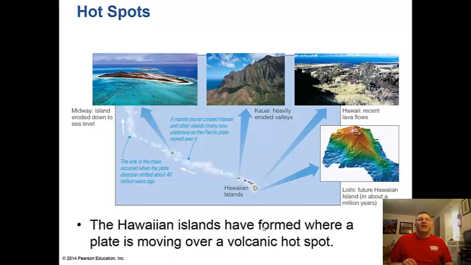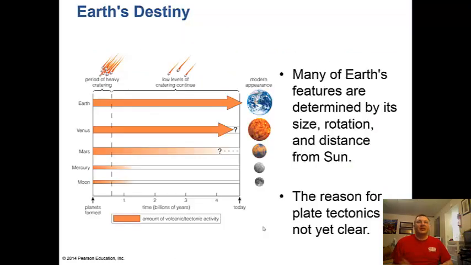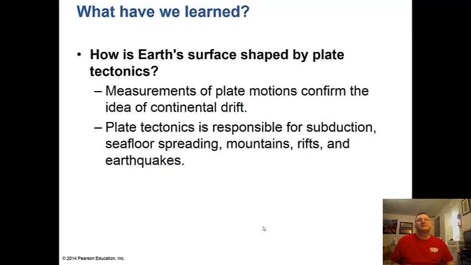And then we mentioned in the last chapter the hot spots over Hawaii. So there's a molten hotspot of lava under Hawaii, but the Pacific plate moves on top of that and spreads out the islands over a wide area. But the hotspot remains and keeps flowing lava up into it. So many of the Earth's features are determined by the size, the rotation, and the distance from the Sun. And the reason for plate tectonics is not yet clear. It's one of the biggest mysteries in planetary geology.